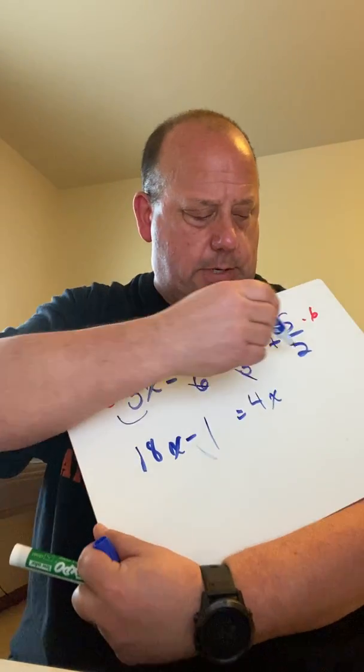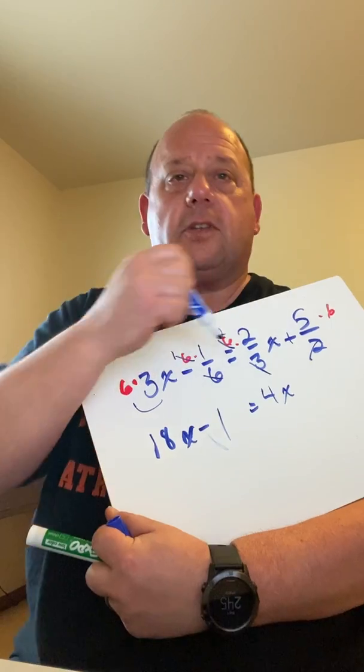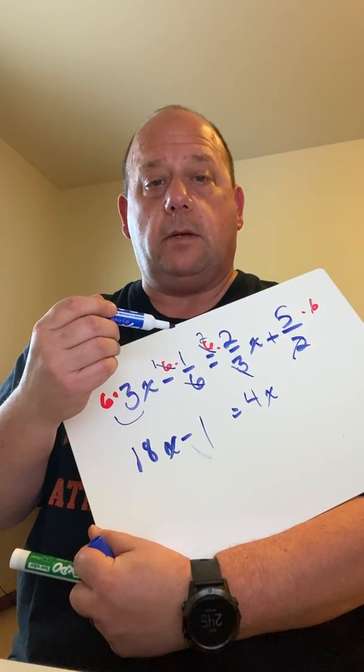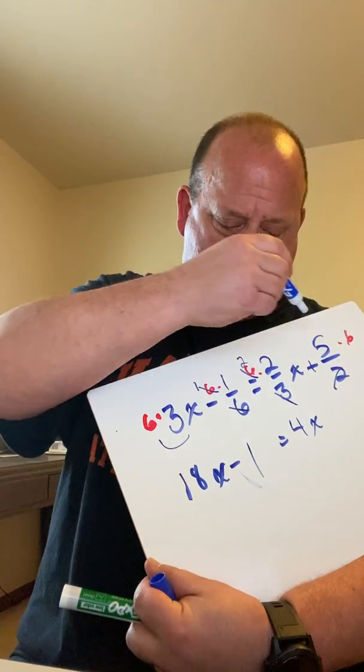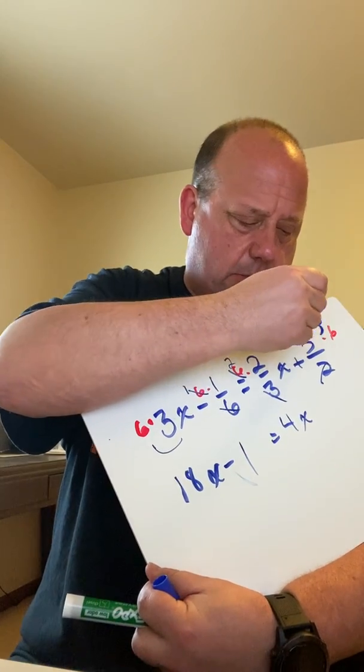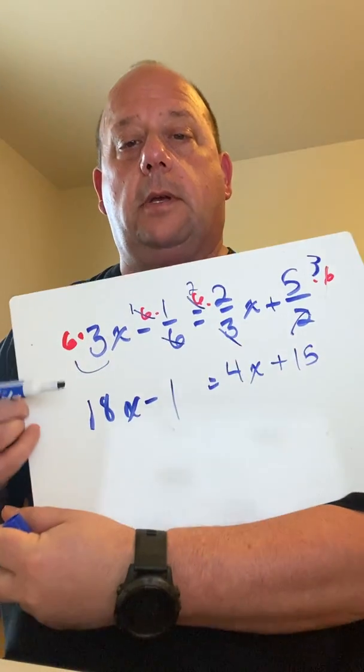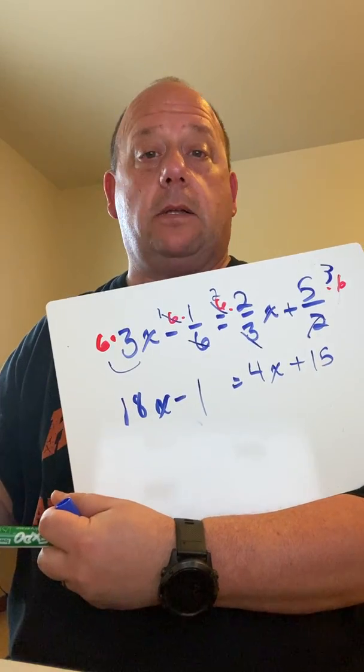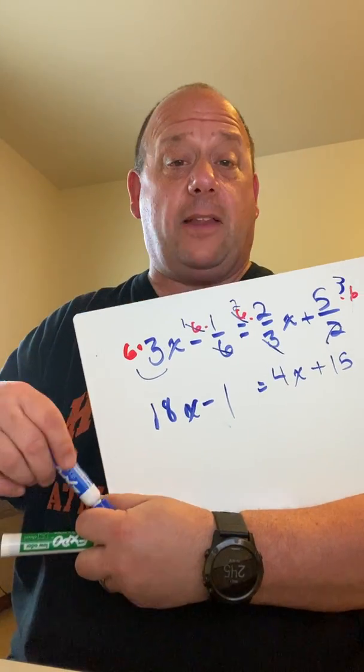Now the last one, how many times does 2 go into 6? Goes in 3 times, right? 3 times, simple enough. 3 times 5 is 15. So, this whole monster turns into a two-step equation with variables on both sides. Okay? Still not out of the woods.